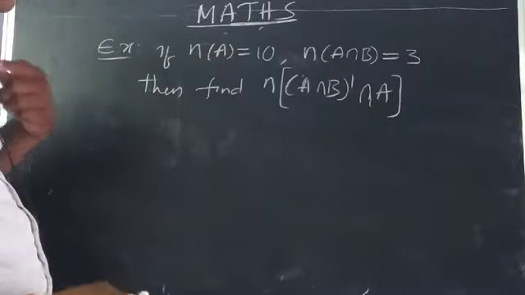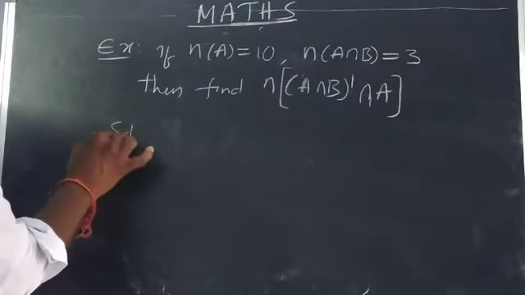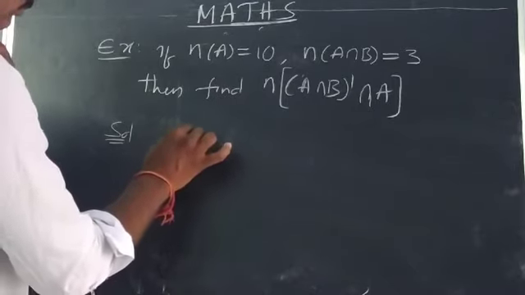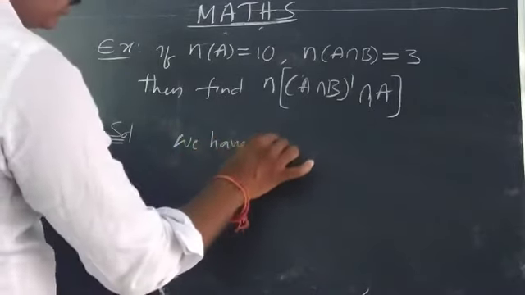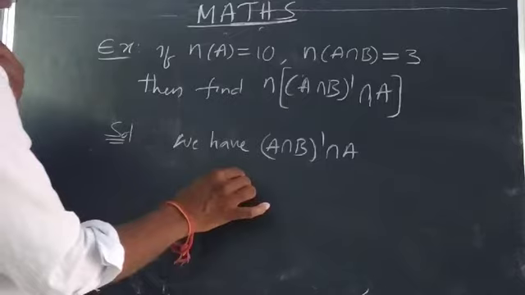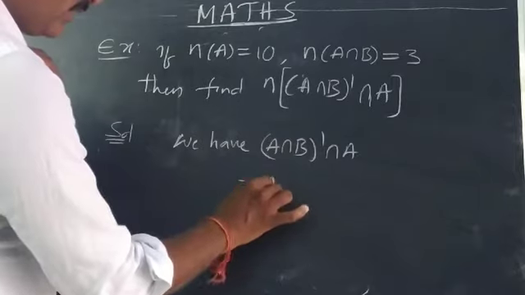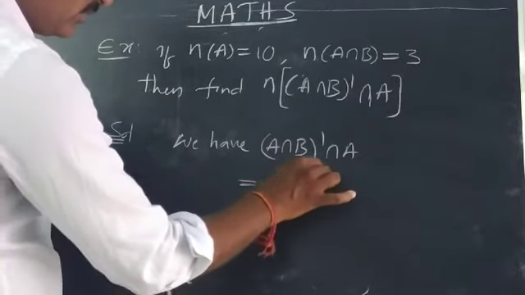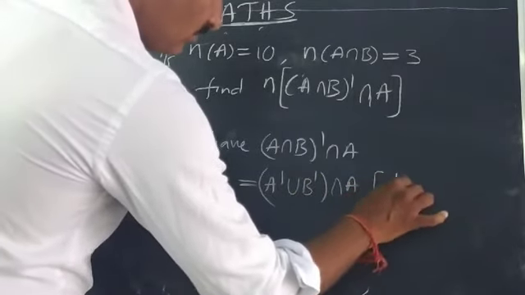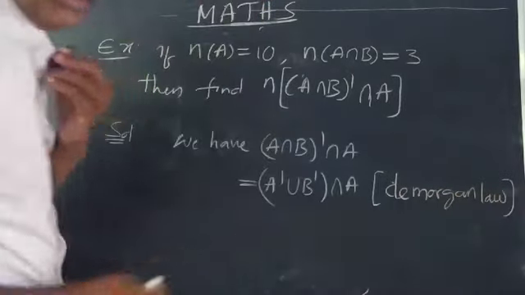Here we have the number of elements in A and the number of elements in A intersection B. So, solution: here I will simplify this expression. We have the expression (A intersection B) whole dash intersection A. Here I am using De Morgan law. (A intersection B) whole complement, how can we write it? A complement union B complement, intersection A. What did I use here? De Morgan law.